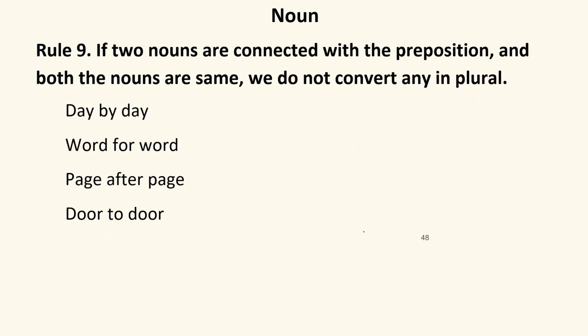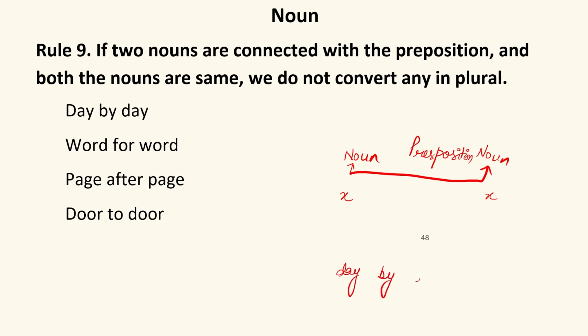Now we have another rule related to compound nouns and their plural form. Again, when two nouns are connected with a preposition and both the nouns are the same, we do not convert either into plural. For example, we have a noun on both sides of a preposition. We do not convert this word into plural if both of these nouns are the same. For example, if X is written over here, it should be written over here as well. They should not be different words. For example, if I say day by day, it should be day by day, not days by days. If I write days by days, that will be incorrect.